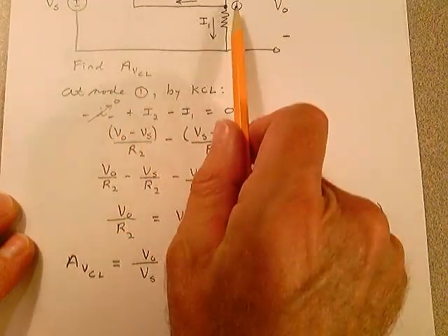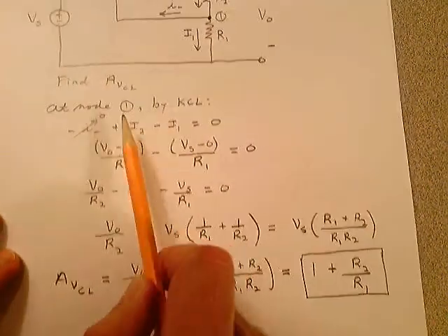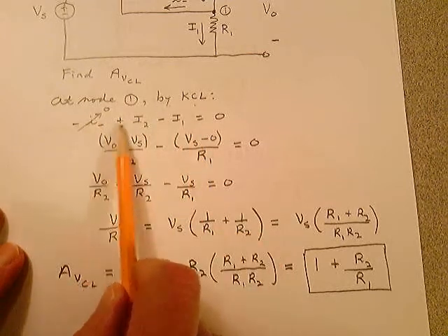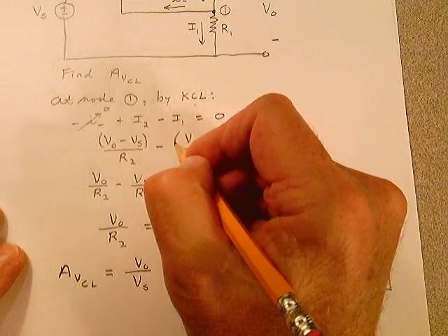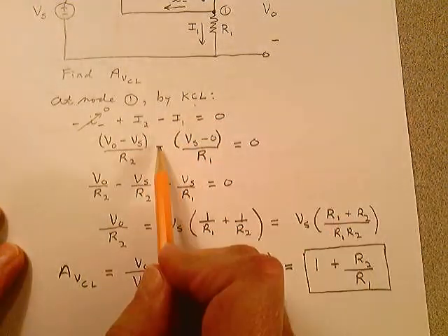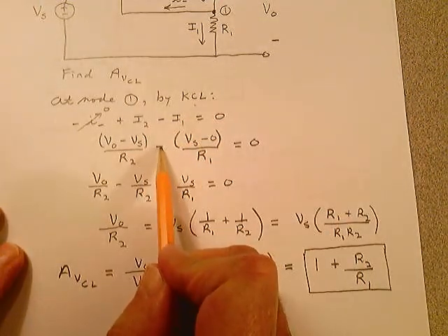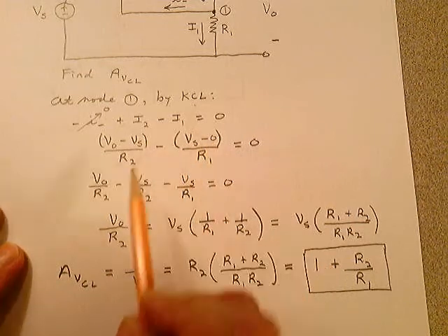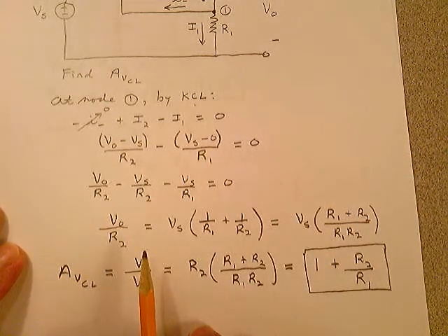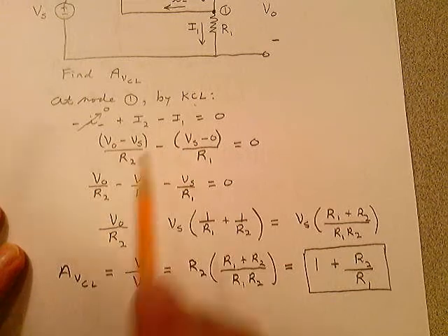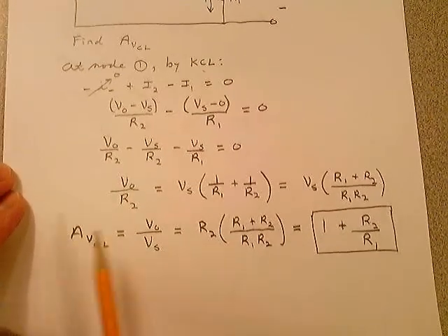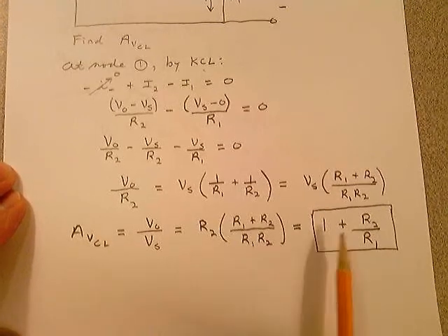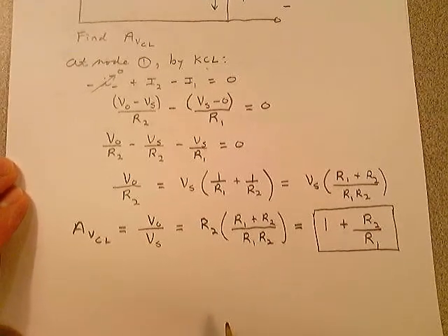At node 1, I defined node 1 up here by Kirchhoff's current law. There's my initial equation. Very carefully, I went ahead and made sure that these parens were in, so I distribute this negative sign because some of you are going to miss that, and it's going to cost you. It's about the third time I told you to be careful when you write these nodal equations. In any event, you work down through here, and this is the solution. AV closed loop is equal to 1 plus R2 over R1.